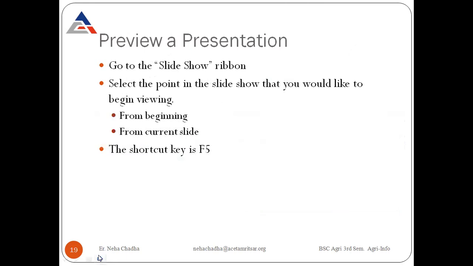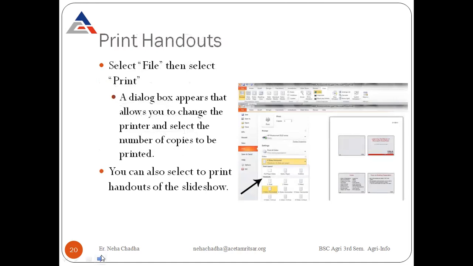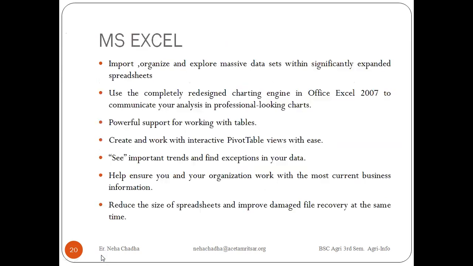Preview the presentation. Go to the Slide Show. As in the preview, you have one shortcut key that is F5, or you can get an option in the ribbon, Slide Show, by which you can run the slideshow of your presentation. Then print handouts. In the handouts, you can take printouts in the form of many slides on a single page, and the maximum number of slides that you can take on a single page is 9.